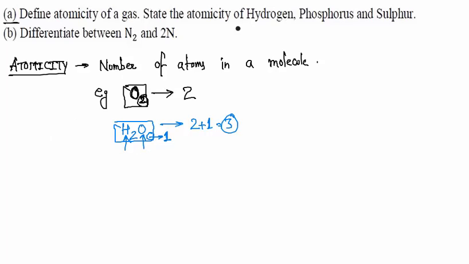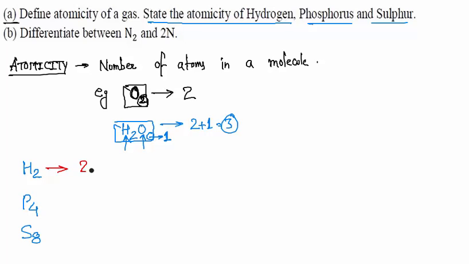Now look at this. State the atomicity of hydrogen, phosphorus and sulfur. Okay, so you know how hydrogen exists? It is H2. Hydrogen is H2, phosphorus is P4, and sulfur is S8.